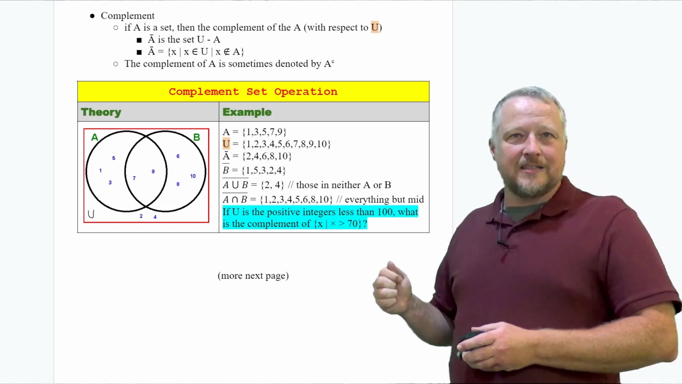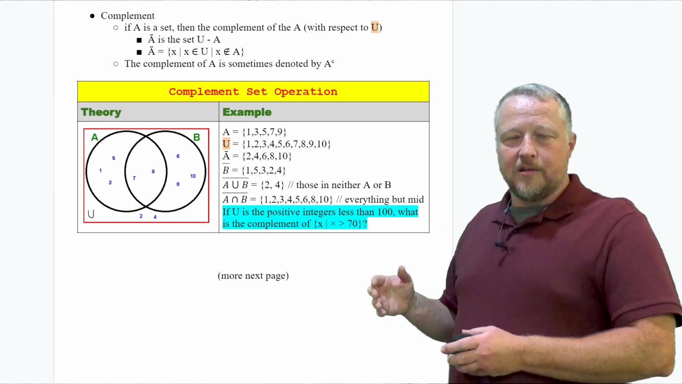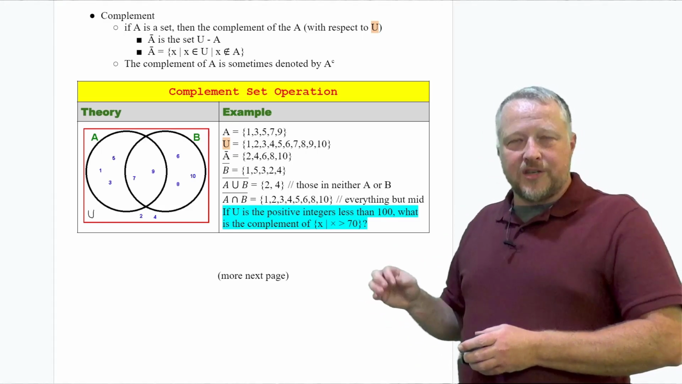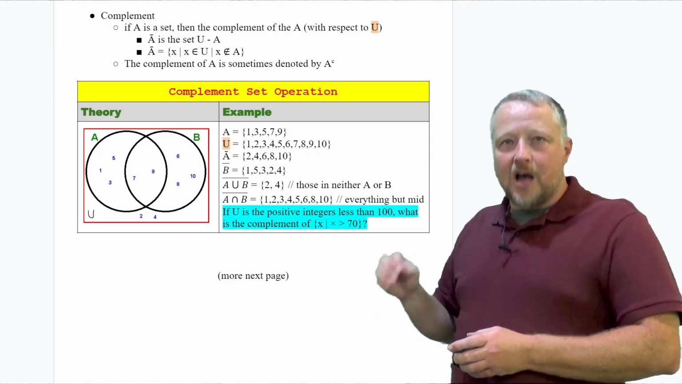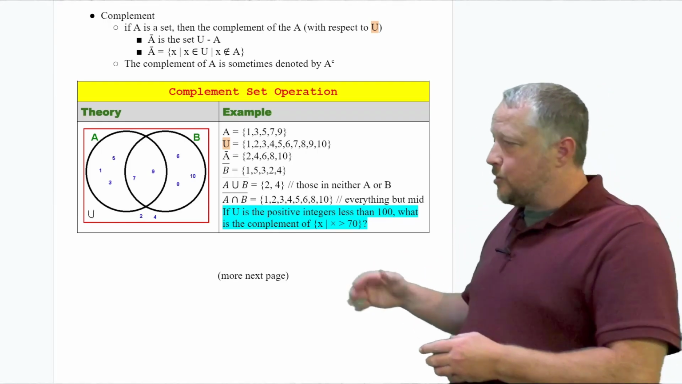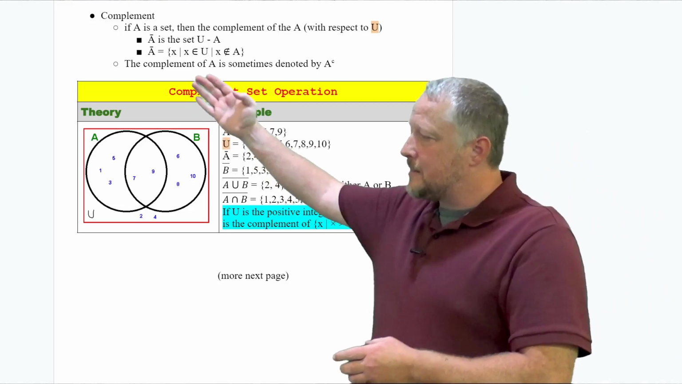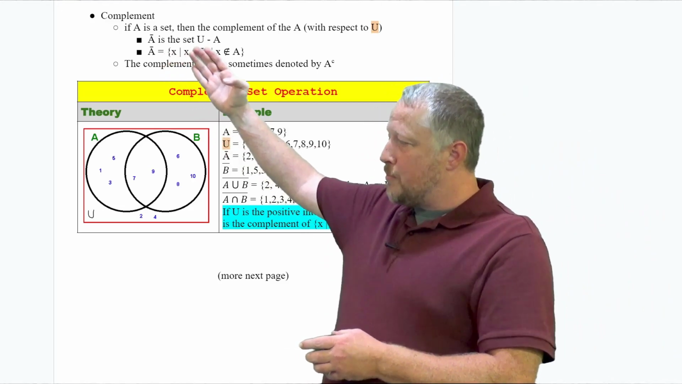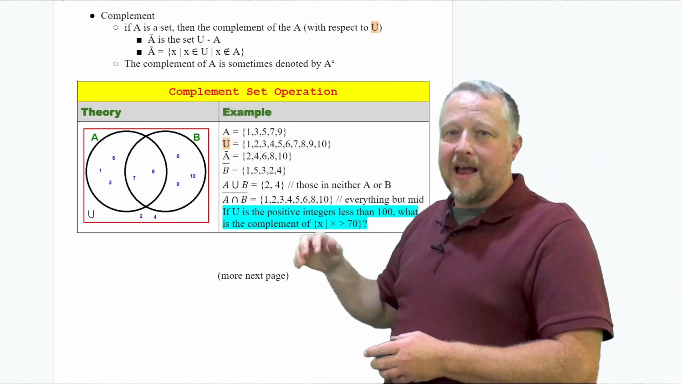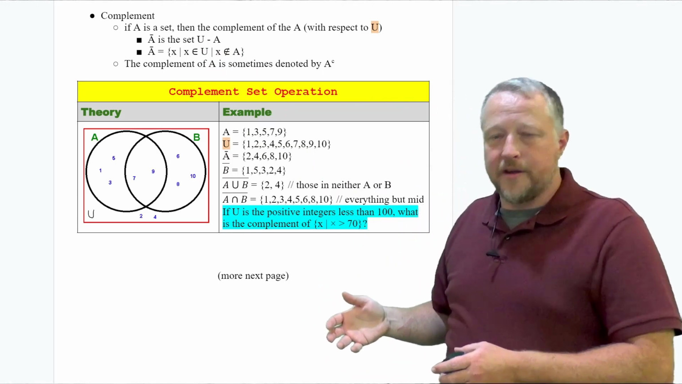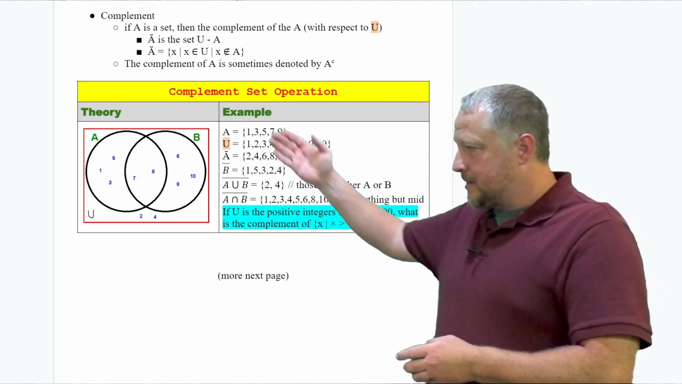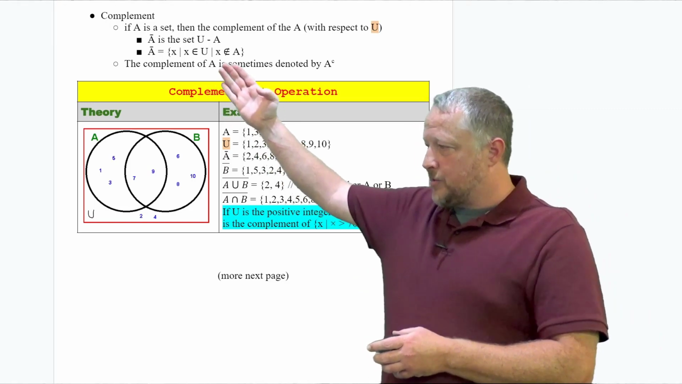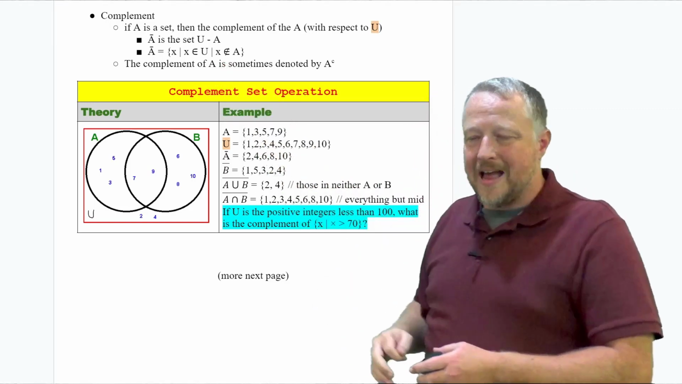Complement is the more interesting one. In a complement, if A is a set, then the complement of A with respect to U is going to be A naught, which is the universe minus A. So it's everything that A is not. Go figure, okay? And again, that's exactly what the set-builder notation is saying: it's not a part of A.